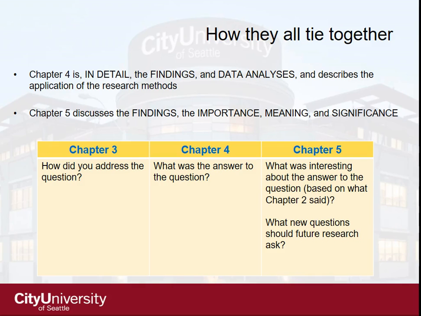Now, the way that chapters 4 and 5 tie together is that, remember, chapters 1, 2, and 3 are chapters that you do prior to getting your data. You write up your introduction, you do your literature review, and then you do your methodology section. Once that proposal is approved, it goes to IRB, and IRB finally gives you the green light.